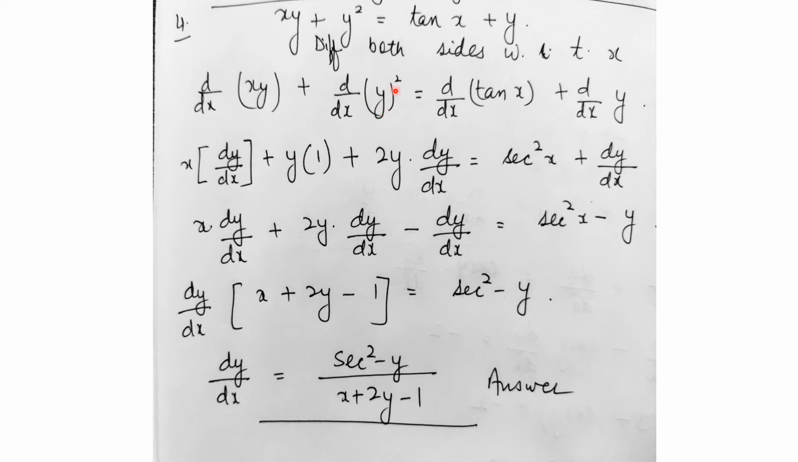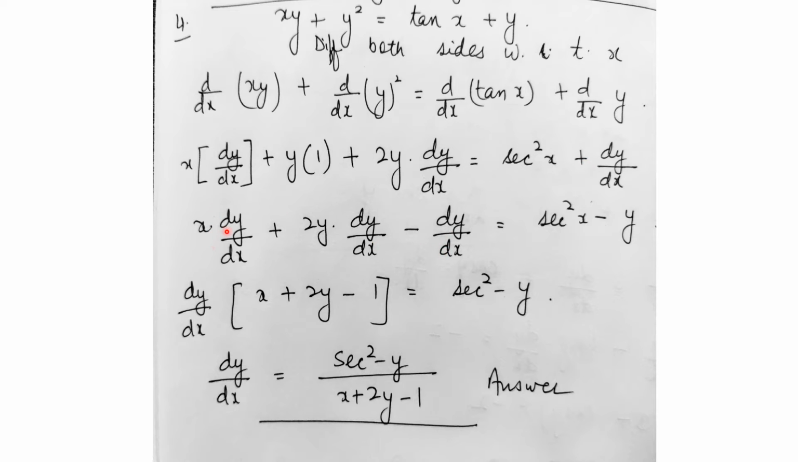d by dx y square, you will get 2y into dy by dx, is equal to, what is the derivative of tan x? It is sec square x. We write it here, plus dy by dx. Right? Because the derivative of y will be written as dy by dx. Now, we see these three terms are having dy by dx. Getting them together, this term which is already on the left hand side, just get this term towards this side of the equation and it will turn negative.